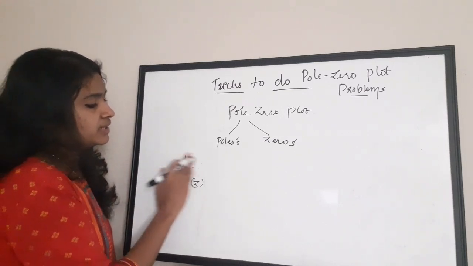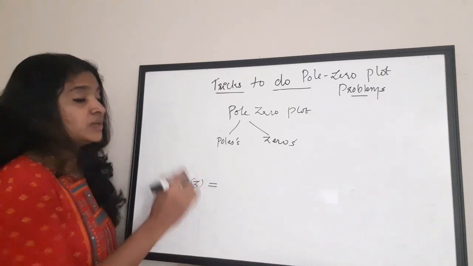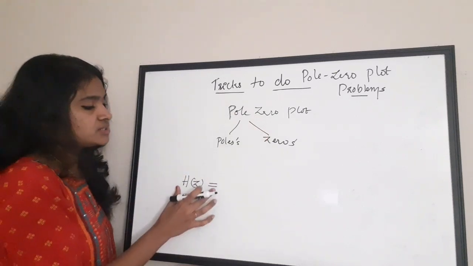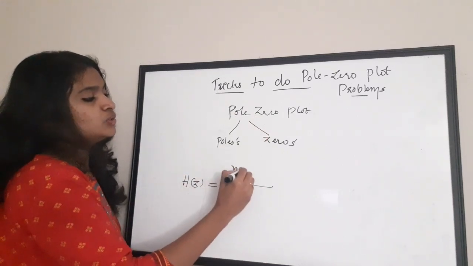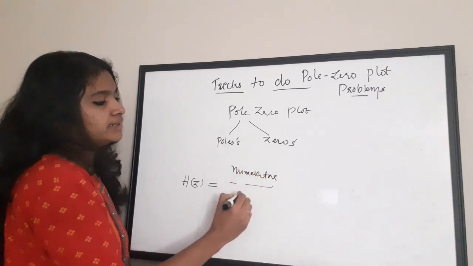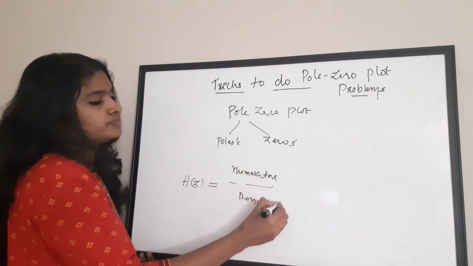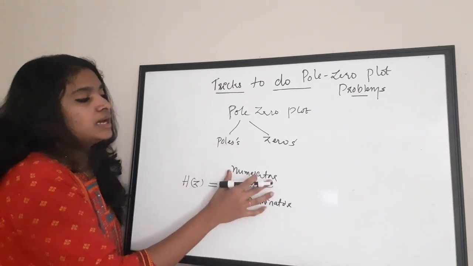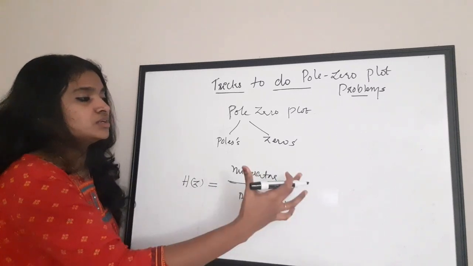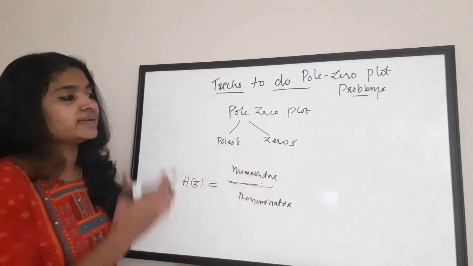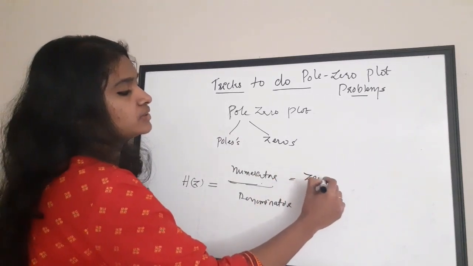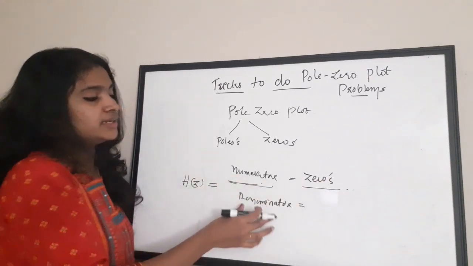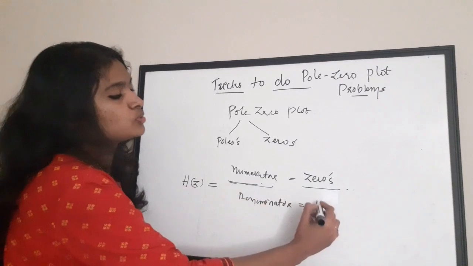So I'm going to take an H of z. This transfer function, if you represent it in a graphical format, as I said earlier, you will get a pole zero plot. Now this transfer function is having a numerator and a denominator. Like this the transfer function will be in the general case. This numerator, if you equate to 0 and find the factors or roots, you will get zeros. So the zeros are actually the roots of your numerator. Now if you equate the denominator to 0, you will get the poles.